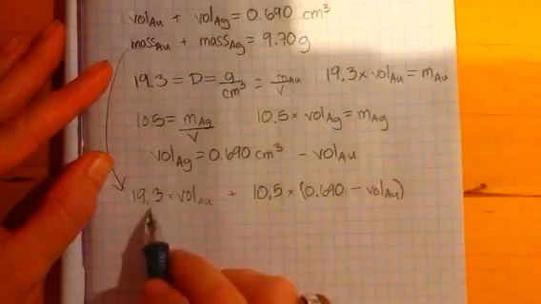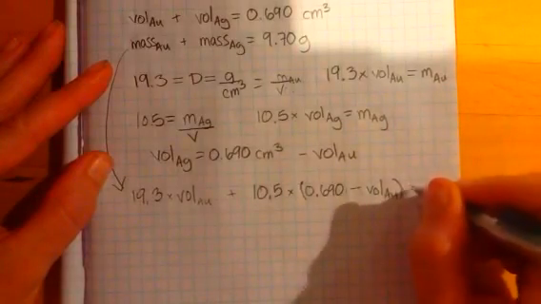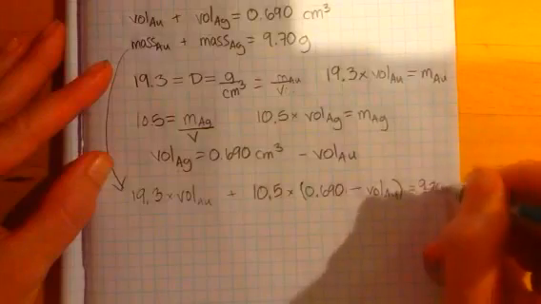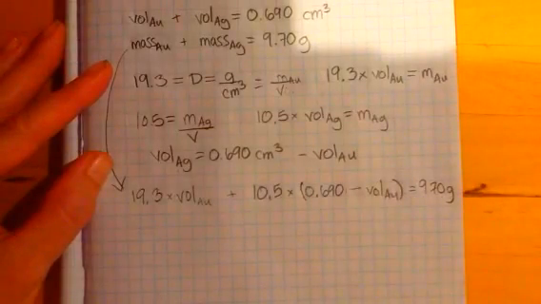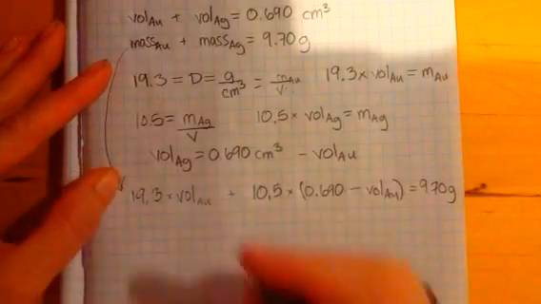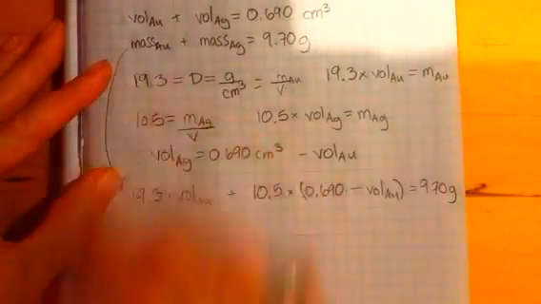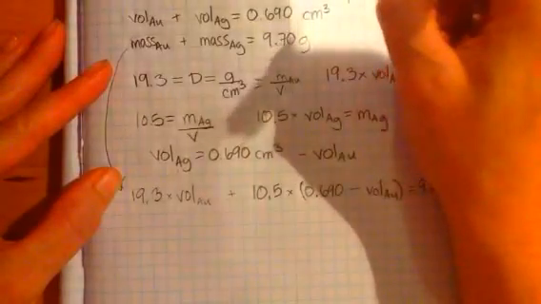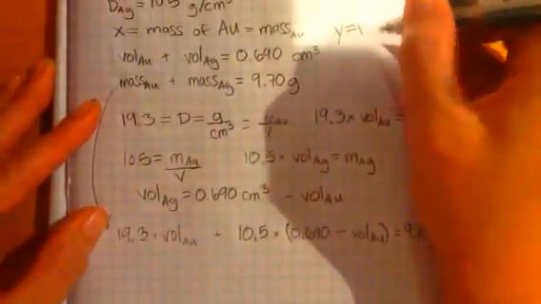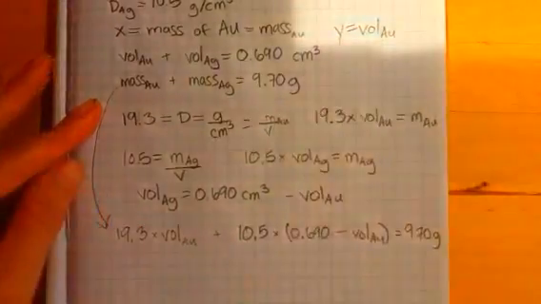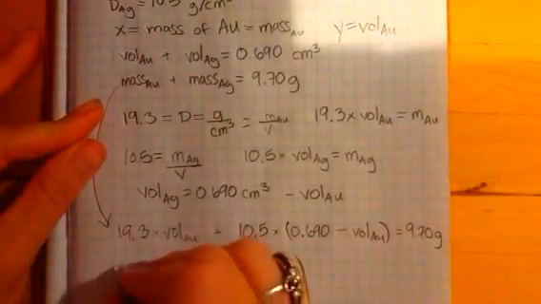Voila! So if I have the mass plus the mass, I will have equal to 9.70 grams. So then, having this all out, we can then distribute. I'm going to call the volume of gold Y, so we can make it a little bit easier whenever we're writing it.